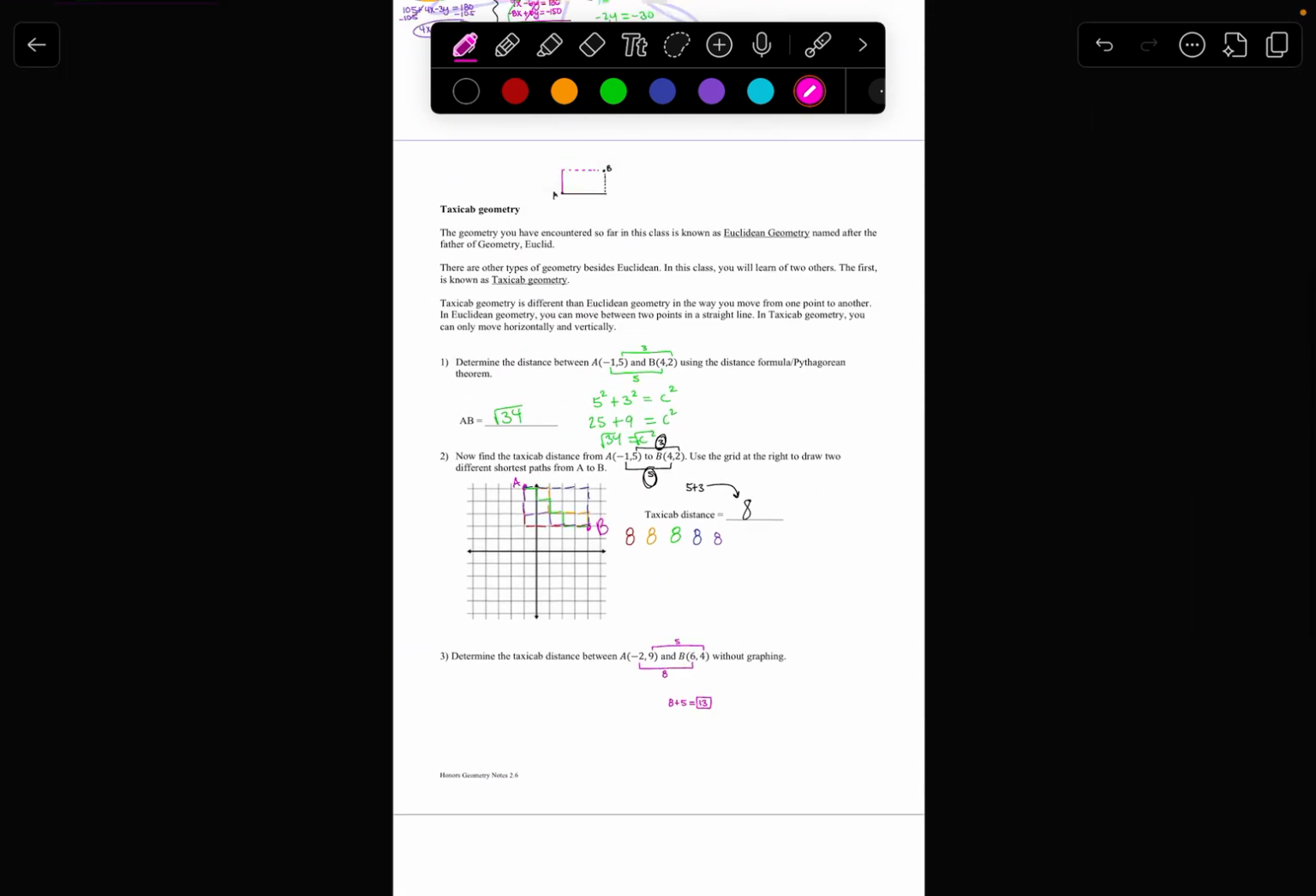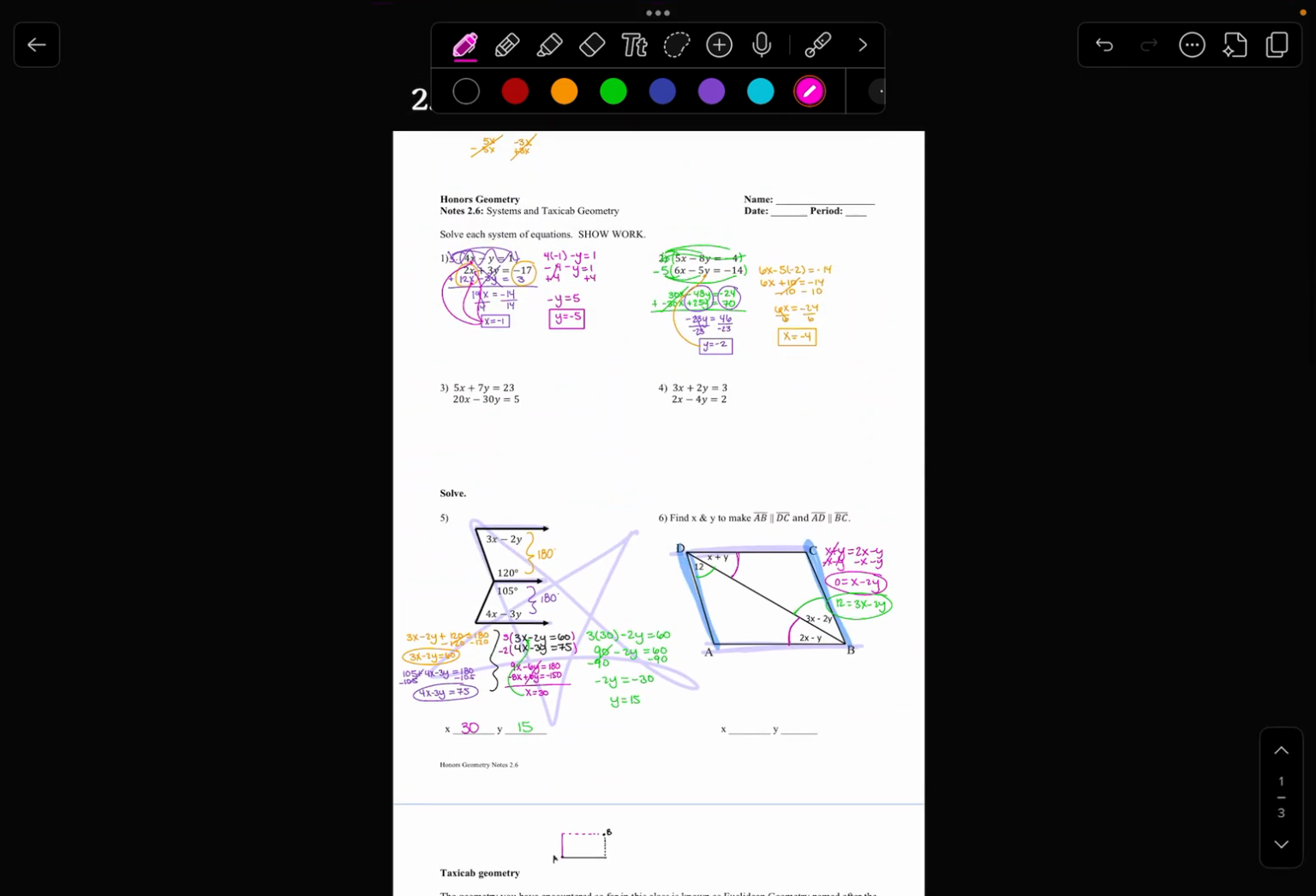And that, my friends, is taxicab geometry and systems of equations. Again, I'm going to have the completed version of the notes with numbers 3, 4, and 6 done in Canvas for you. But hopefully you learned some information from these notes today.